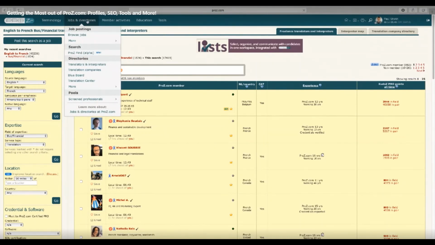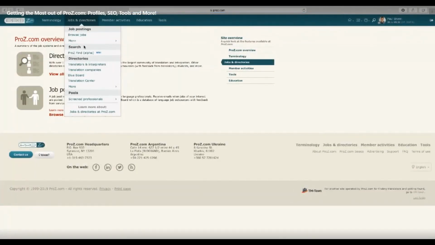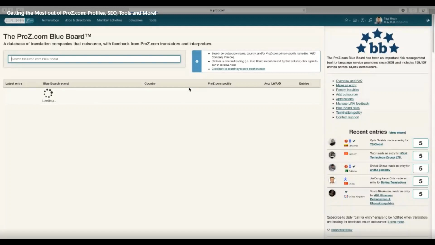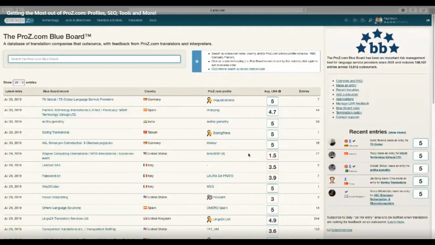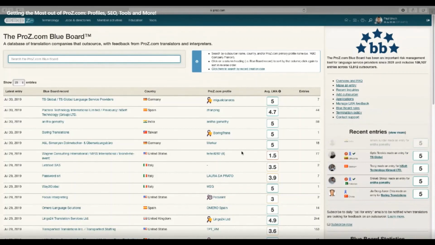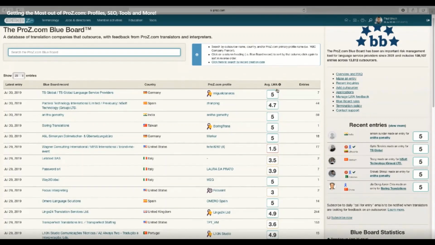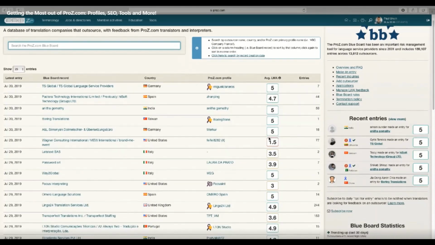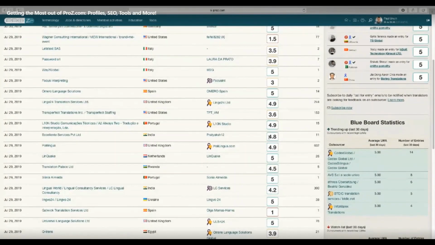So let's go back now to jobs and directories, and let's have a look at something I want to show you here. Okay, well, the blue board, really, really important. So the blue board is a portal, a mini portal, which shows the performance or the feedback that has been given to different LSPs or language service providers, to different translation companies. And it really is the feedback from different people in terms of their experience working with that particular company. You can see the number of entries here on the right. You can see the average LWA, or likelihood of working again. So 5 is really, really good and 1 is really, really low.